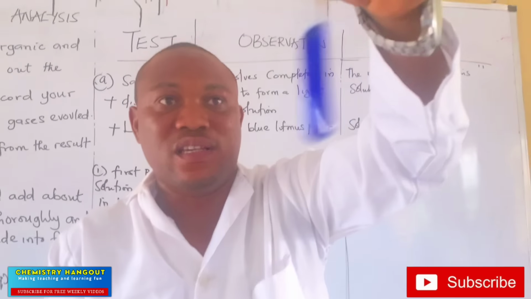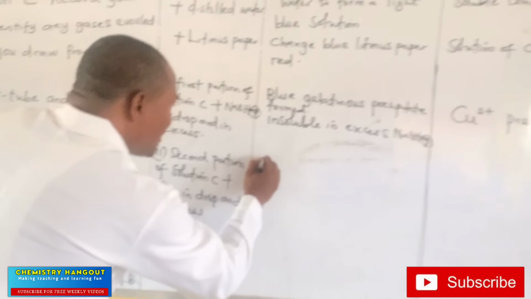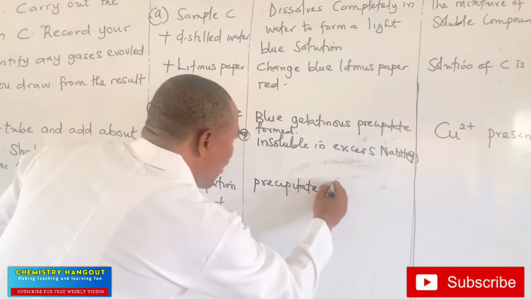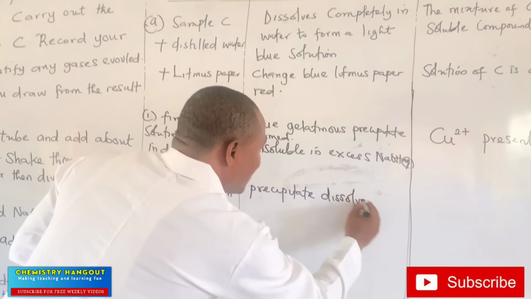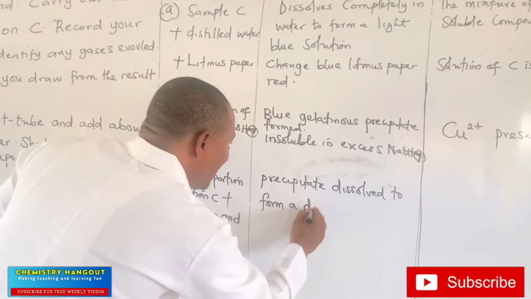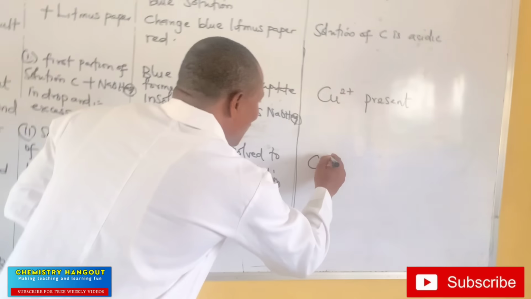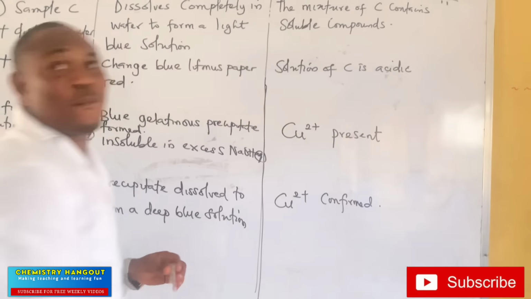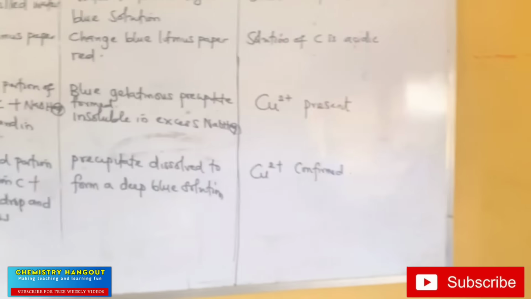Did you see that? It's not an ordinary blue now. This is a deep blue. So, second portion: precipitate dissolved to form a deep blue solution, and that Cu2+ is confirmed. That's a confirmatory test for copper.